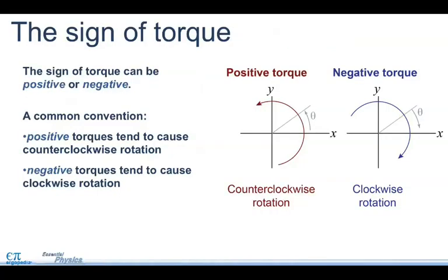So just as linear motion has a sign, positive and negative, we usually take motion to the right to be positive and to the left to be negative, or vertically straight up is positive and straight down is negative. Torque has a sign as well, and we take the counterclockwise rotation to be the positive direction and the clockwise rotation to be the negative direction. And we've already seen this in our study of circular motion, so this is just a reminder.